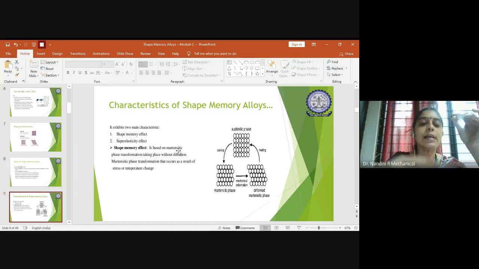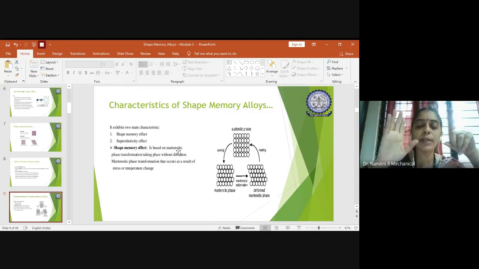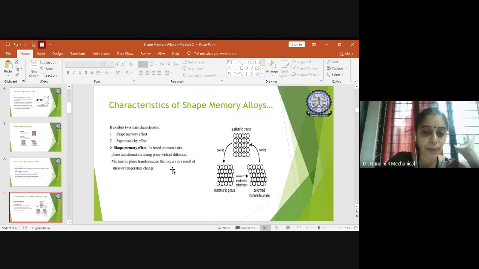But here in this case, the material will be able to come back to its position without any diffusion. That one thing you have to understand. It is purely based on heating and cooling that you get the required change in the material behavior, and hence Martensitic phase transformation occurs as a result of either stress or temperature change. So stress might be due to mechanical loading and also due to the variation in the temperature.